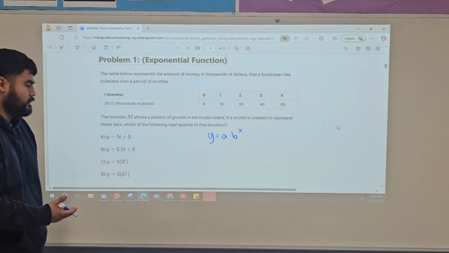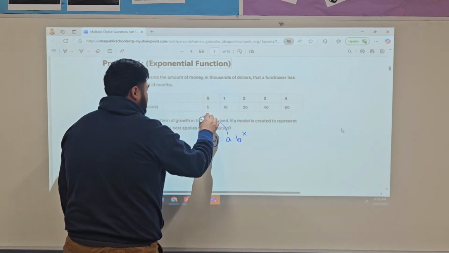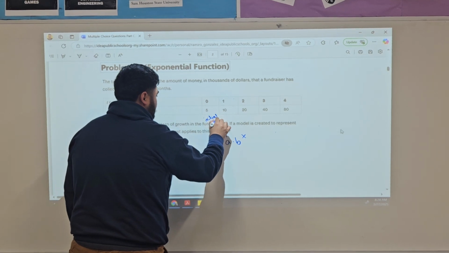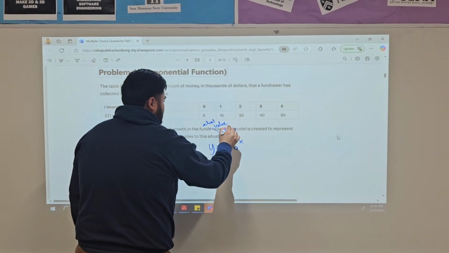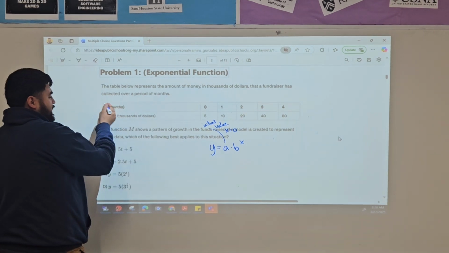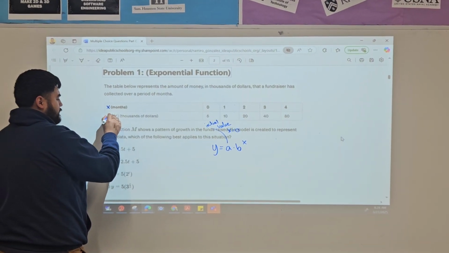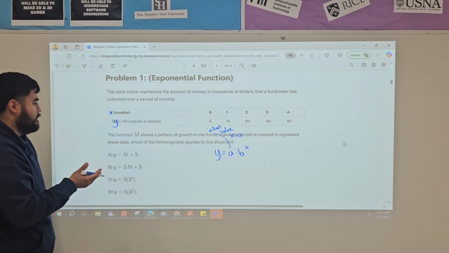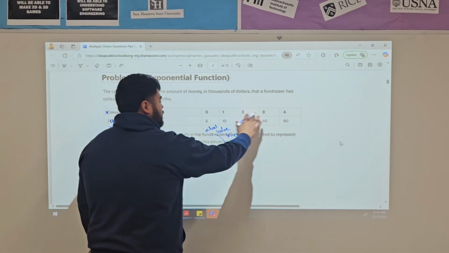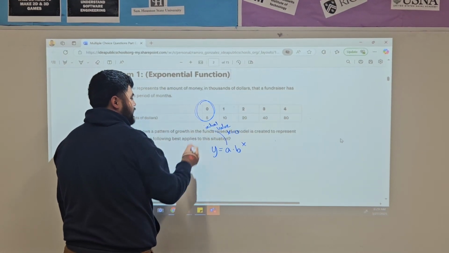So here we go. What's a? Well, a is your initial value, right? Basically, it's when x is equal to 0. So if I notice here, my t, basically my x, and my function here, my function name is basically my y. The m of t is my y. So now focus on the x. So focus on the top numbers. Where is x equals to 0? You're going to notice that it's right at the beginning.